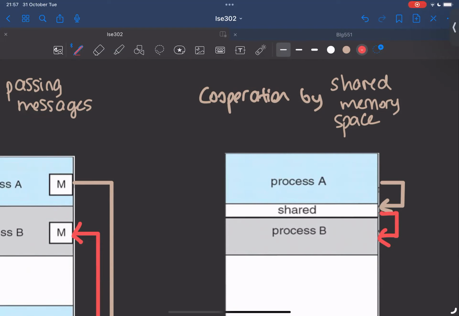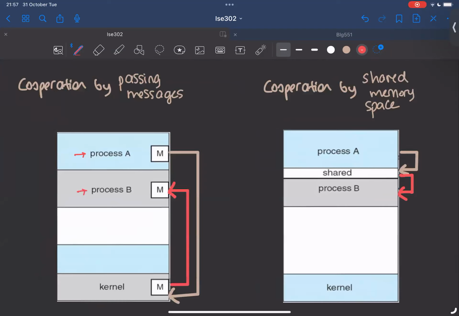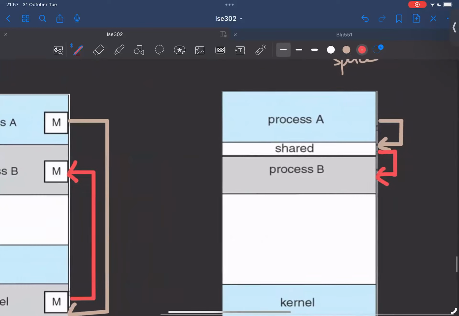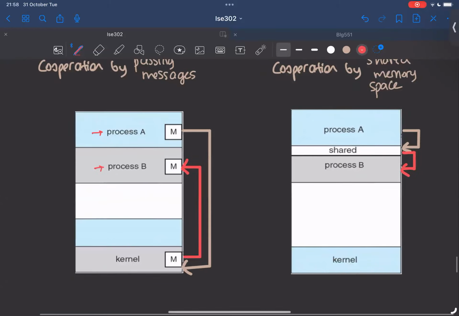Okay, the shared memory area is explicitly allocated and accessible to multiple processes. Processes can read from and write to the shared memory area, which allows for fast communication. For example, in this figure, process A can write to the shared area and process B can read it from that shared area, okay? Since they have direct access to the shared memory, communication can be performed without involving the kernel, okay, which eventually leads to lower overhead and potentially better real-time performance.